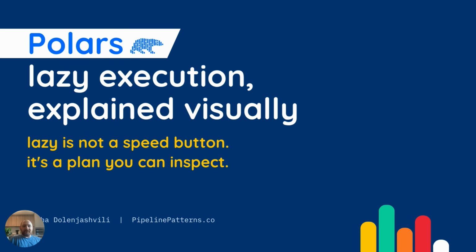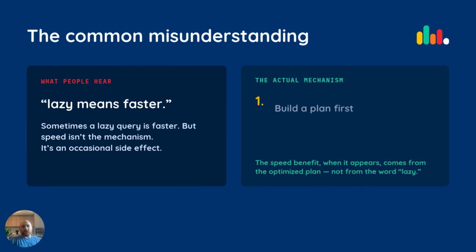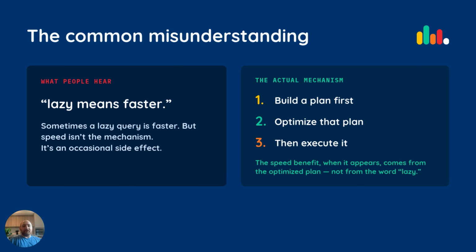Most people hear lazy execution and translate it as one thing: lazy means faster. Sometimes lazy execution does make a query faster, but that is not the mechanism. The mechanism is 3 steps: building a plan, optimizing that plan, then executing it. The speed benefit, when it shows up, comes from the optimized plan, not from the word lazy. That distinction is the whole video, so let me make it concrete.